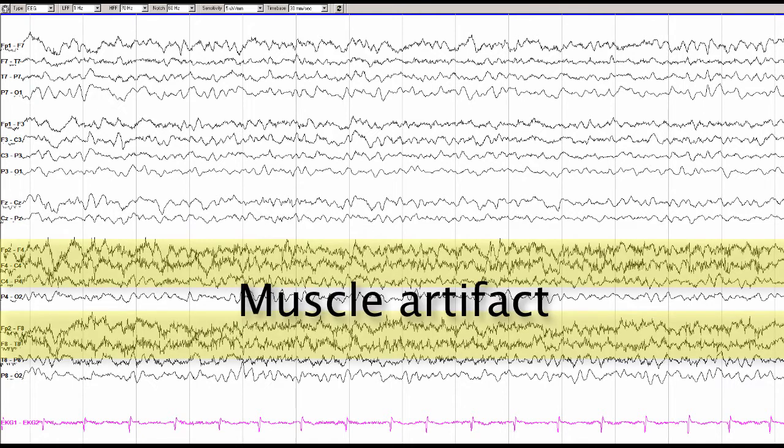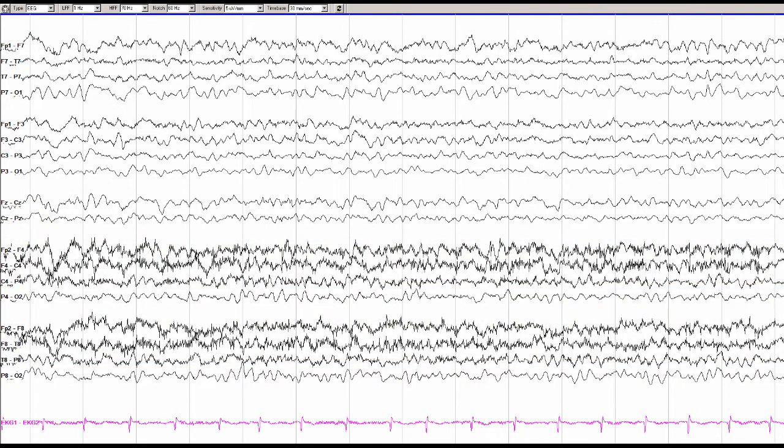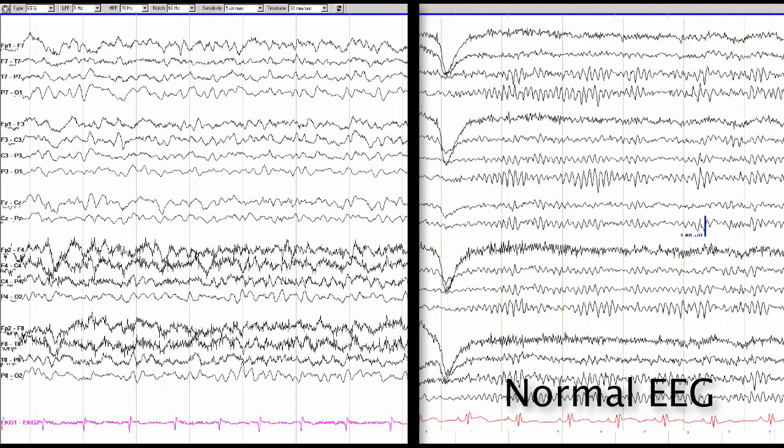There is a bit more muscle artifact on the right side compared to the left, but that can fluctuate from time to time and can be asymmetric in any given patient. It may be helpful to demonstrate this recording on one side of the screen and a segment of normal EEG on the other side of the screen. Let's look at some of the things that show us that this is diffuse slowing.